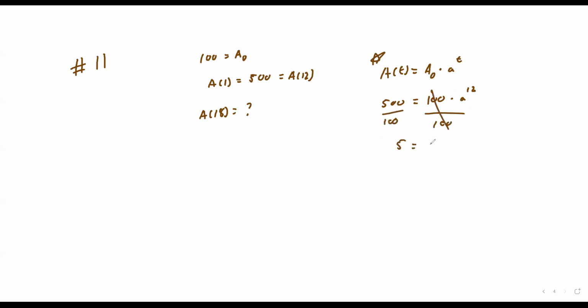I get 5, a to the 12, and then you can do this in one of two ways. You can just say this is 5 raised to the 1/12th, or you can do the 12th root of it. Either way, you'll get the same conclusion. So let's type this into our calculator real quick. It'll be quicker, but we got what we got.